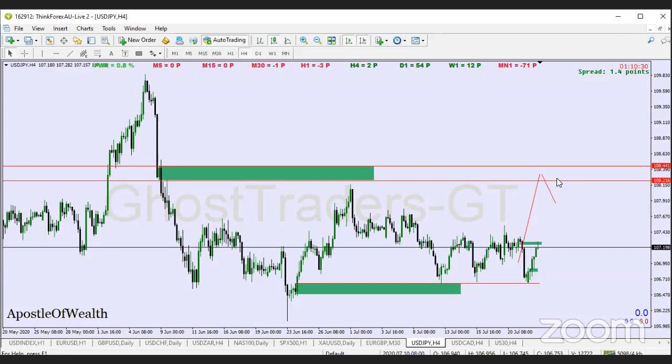So let me read the question. Small bull candle which is inside a bearish mother candle in downtrend. So your question, you are using too much English. It's difficult. I don't get what you are trying to say.